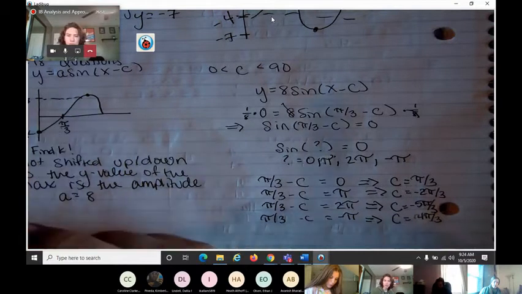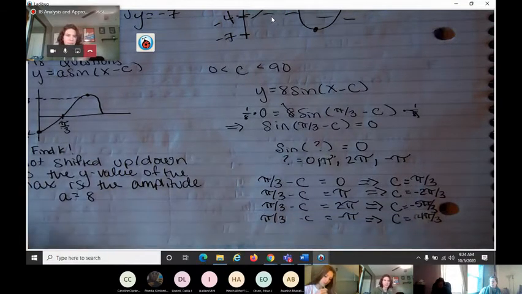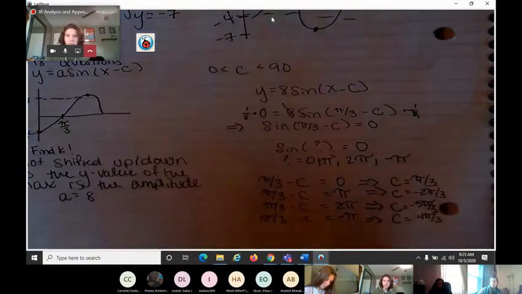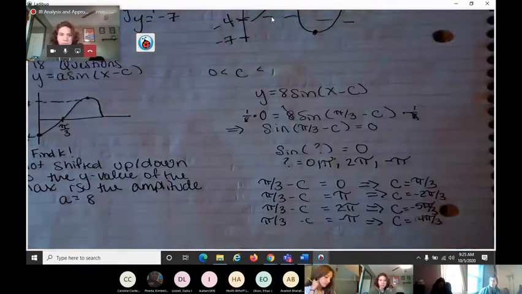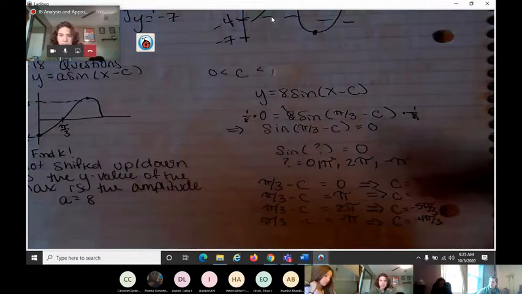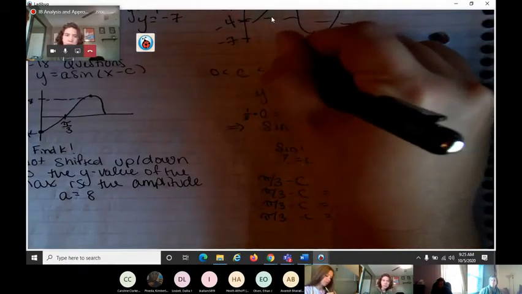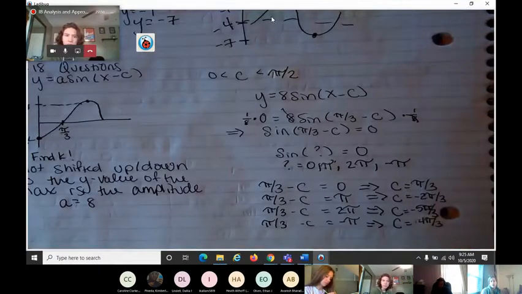But I guess if it was a multiple, it could move any amount. Good. Yeah, it could move any amount, exactly. It's some sort of multiple of pi over 3, and all of these are multiples of pi over 3. But is there any other given information in this problem that limits which c value we can choose?